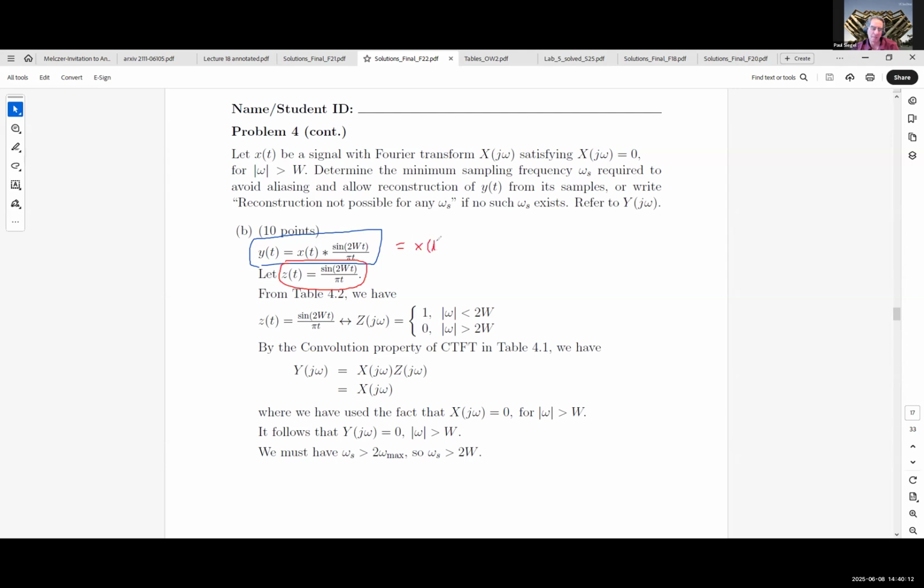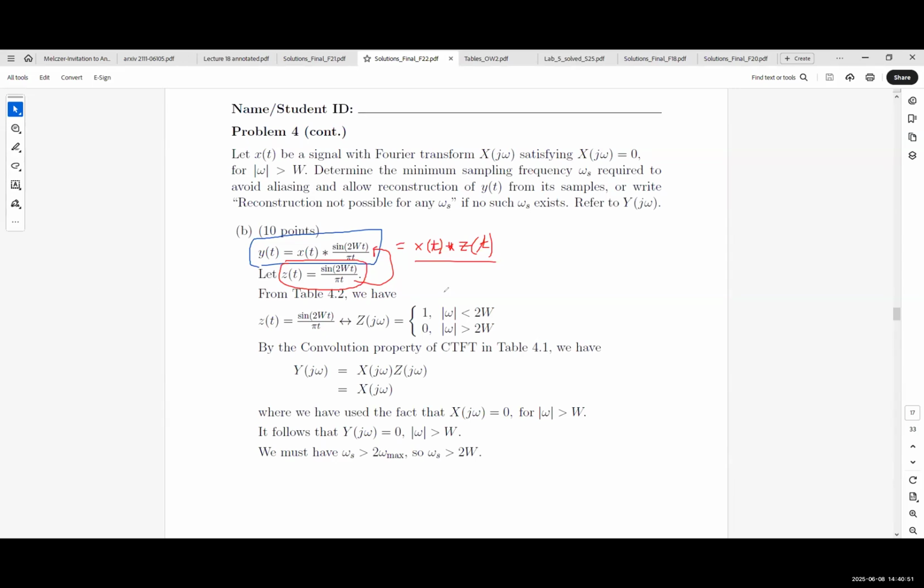This is what I wrote at the beginning, just to clarify the format of the way in which we're getting the new signal. The z of t is just the name that I gave to that sine of 2Wt over pi t. It's just this guy. So the convolution just became x of t convolved with z of t. That's all that z of t was. It was just giving a name to that signal that we were convolving with. Does that make sense? Yeah, that part makes sense.